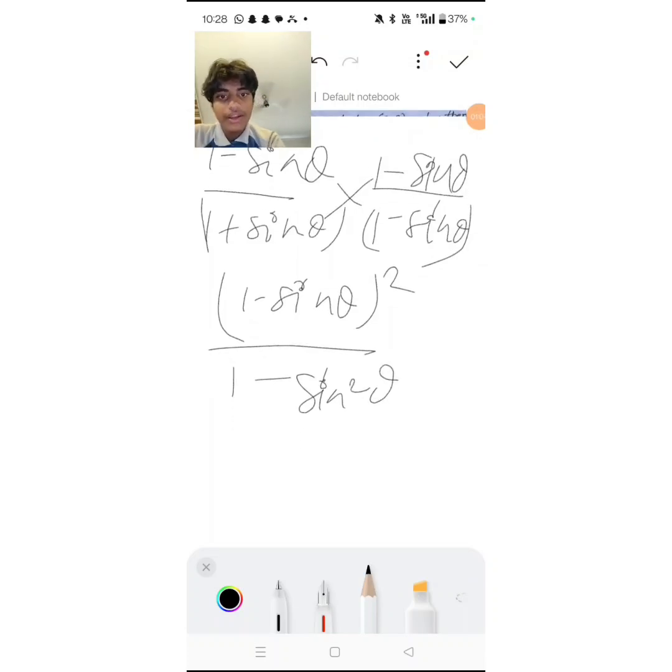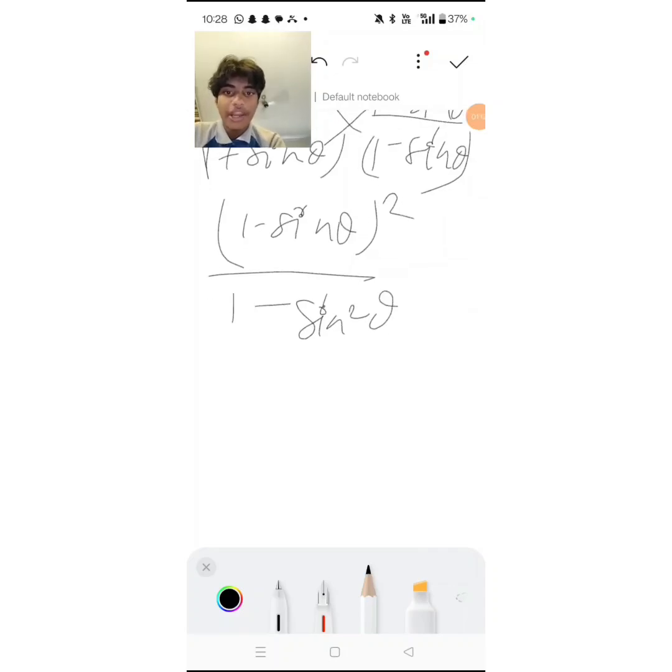So now we know our identity. 1 plus cos square theta is equal to sin square theta. So 1 minus sin square theta would just be equal to cos square theta. So we can make our denominator cos theta. So 1 minus sin theta upon cos square theta, the whole square.